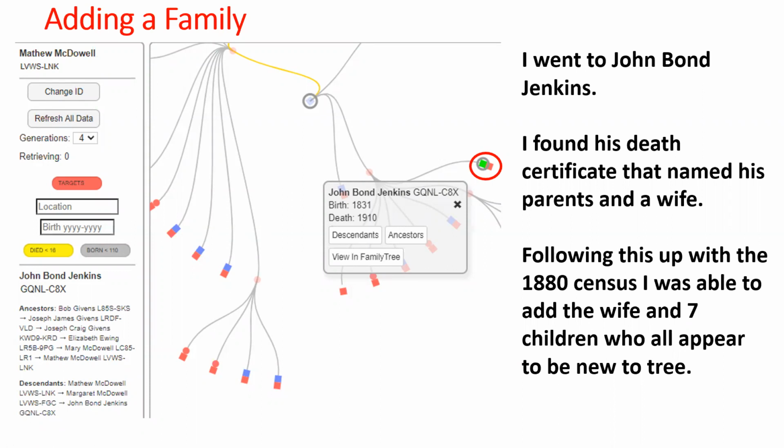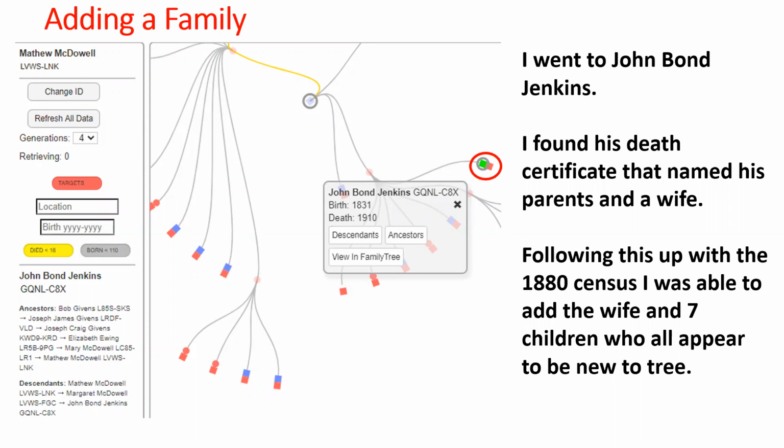I went from there to the FamilySearch hints off of his person page, found his death certificate where it named his parents. So I knew I was on the right person because it had the parents that I expected. And it also named a wife, and she wasn't in tree. So I knew he had at least a wife and maybe kids. I went back to the sources for him again in FamilySearch, found him on the 1880 census when he's 49 years old. And I found him with that wife and 7 children who were not in tree.